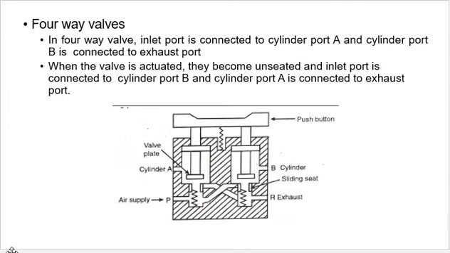Then another type of valve is the four-way valve. In the four-way valve, the inlet port is connected to cylinder port A and cylinder port B is connected to the exhaust port, and in the other position when the valve is actuated it will become unseated and the inlet port is connected to cylinder port B, now at the rod end side, and cylinder port A is connected to the exhaust port. So it is very simple, and then the 4x2 position, two positions, is used when a double acting cylinder or double acting actuator is being used.